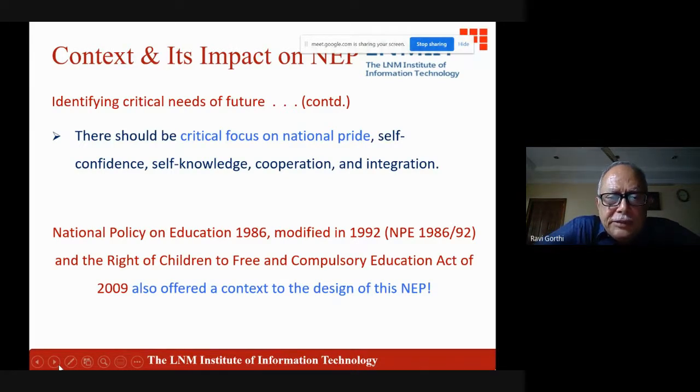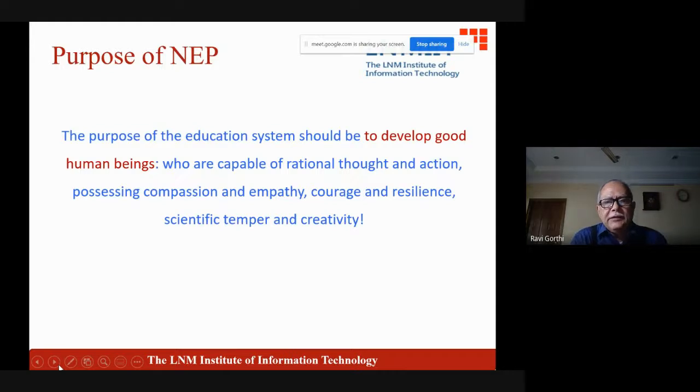As Professor Banerjee mentioned, there was a national policy on education introduced in Parliament, approved by the then cabinet in 1986, modified in 1992, and the right of children to free and compulsory education. They have dovetailed, offered a context to the design, to the conception and creation of this NEP. So this is the India background which led to the creation of this NEP. Next, let us look at the purpose that is to be served by NEP. A very, very important slide, part of the document. I pulled it out.